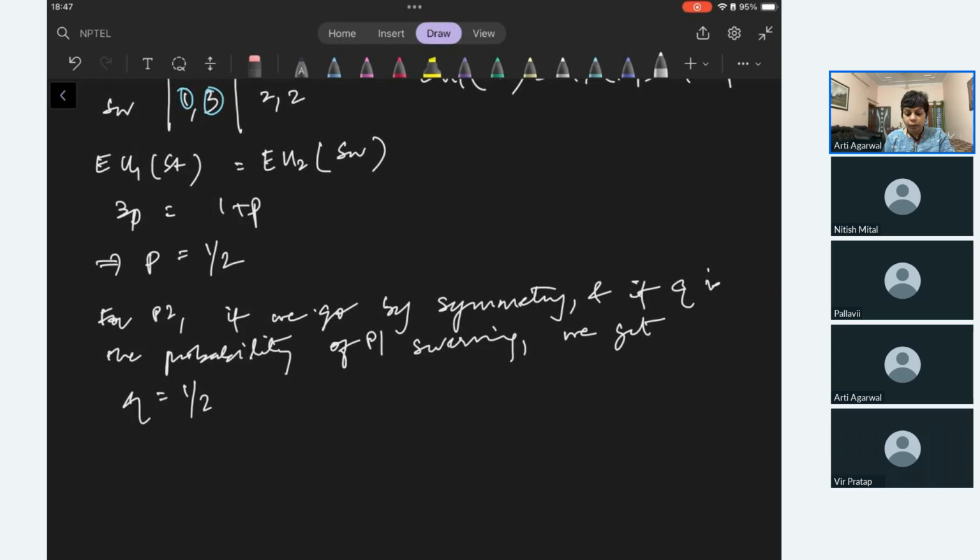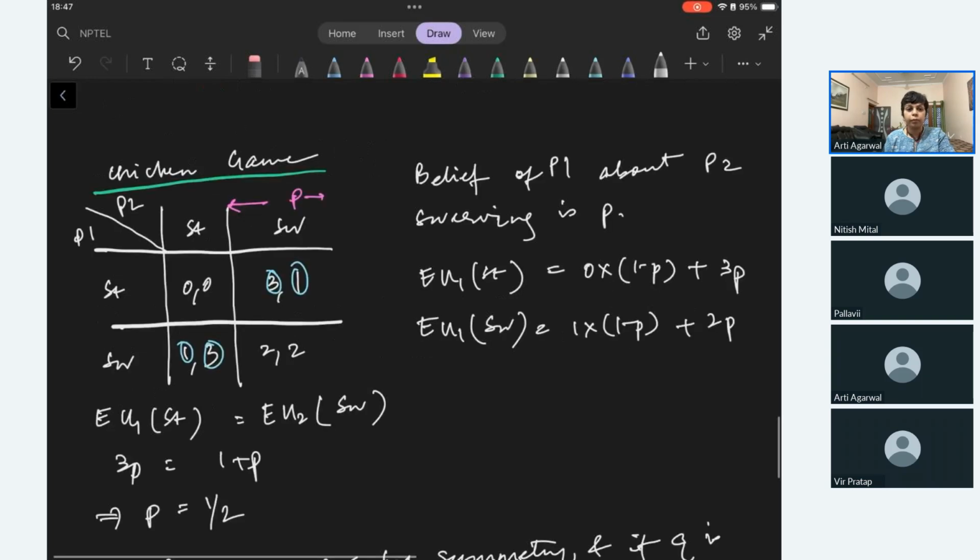This is only because this is a symmetrical game, not otherwise. There are many games, and we'll discuss some of them, which are not symmetrical. And you should not do this in games which are not symmetrical. What do I mean by symmetrical? That the payoffs are almost the same for P1 and P2 for similar strategies.